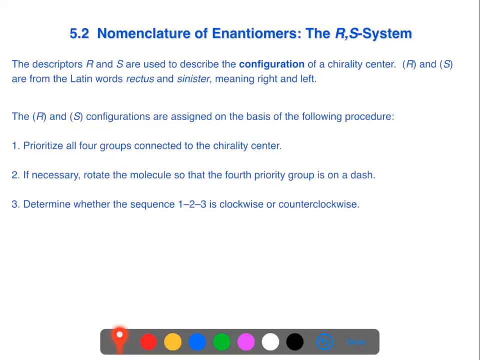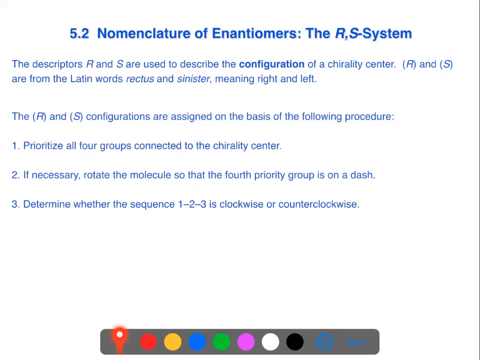chirality center. And by prioritize, what I mean is that we're going to identify the atom directly attached to the chirality center, and we're going to compare the atomic number for each of those atoms directly attached to the chirality center. If we have a tie between two atoms directly attached to the center, then we look at the atoms directly attached to each of those first atoms. And we continually do that until we come up with an order from high to low. And so we'll prioritize the four groups.